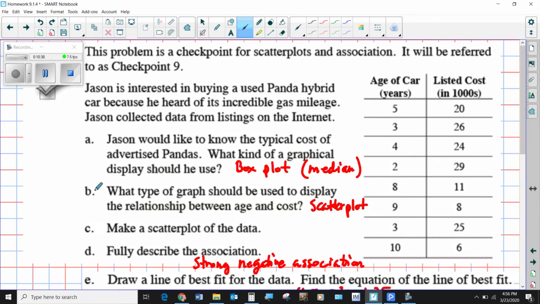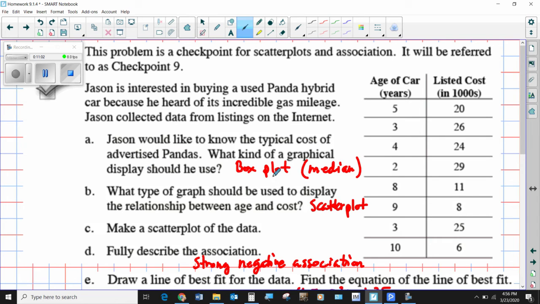All right, checkpoint problem. Jason's interested in buying a used Panda hybrid because he heard that it has incredible gas mileage. So he collected this data here. Now, if Jason would like to know the typical cost of advertised pandas, what kind of a graphical display would that be?